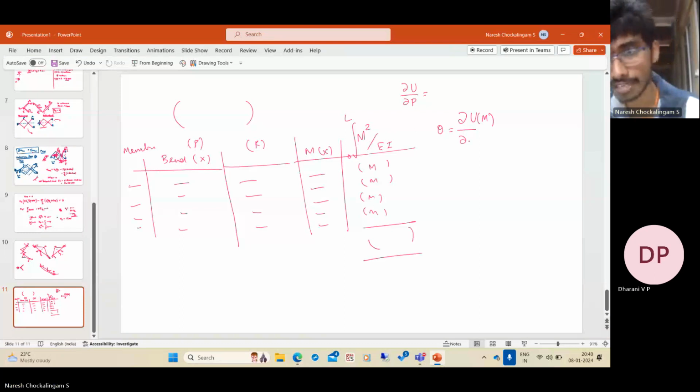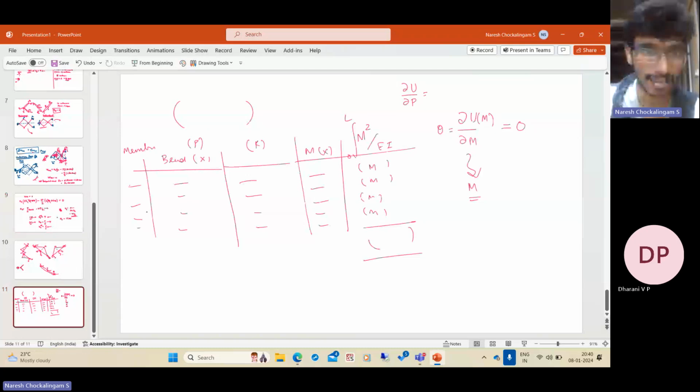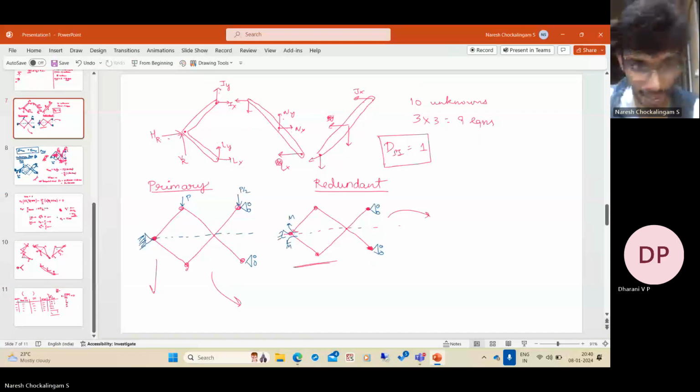This with respect to m, what should be the rotation? Because it is a rigid point, it is equal to 0. From this value of m, and once you have all the horizontal reactions and everything in terms of m substituted, superpose with the solution that we got for the primary structure. From the primary structure, we got p by 2, and from the redundant structure you will get something as a function of m, and you know what m is.